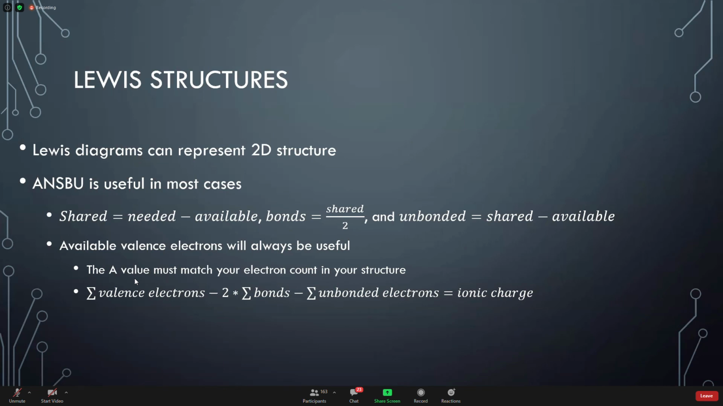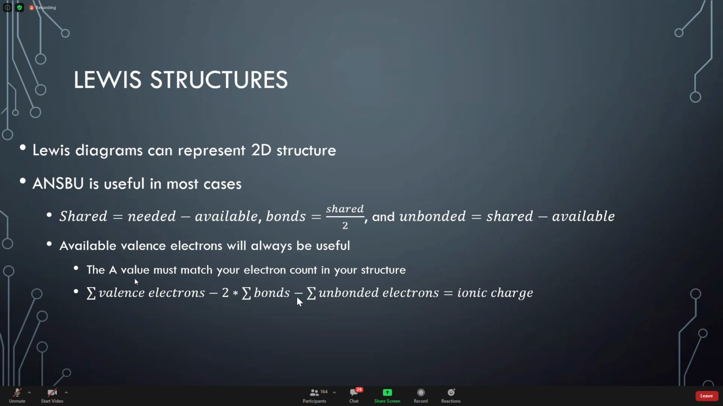Regardless of whether we're violating the octet rule or not, available valence electrons are always super useful, because the available value must always match the electron count that you end up with in your structure. No matter if we violate the octet rule or not, you always have to have the same number of electrons that you started with, the available.